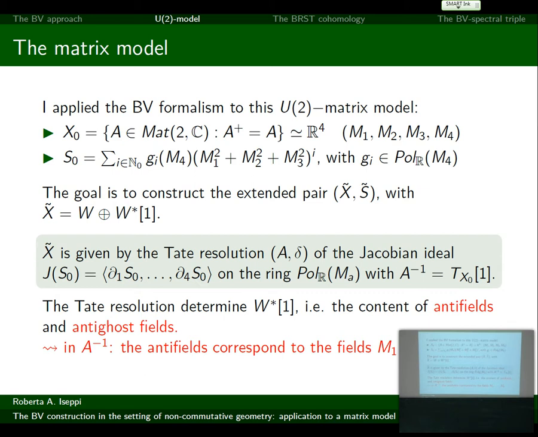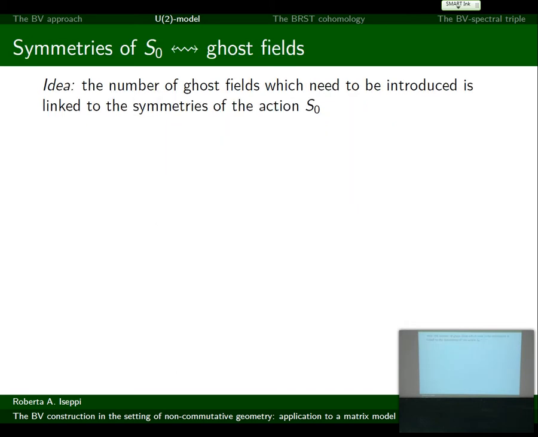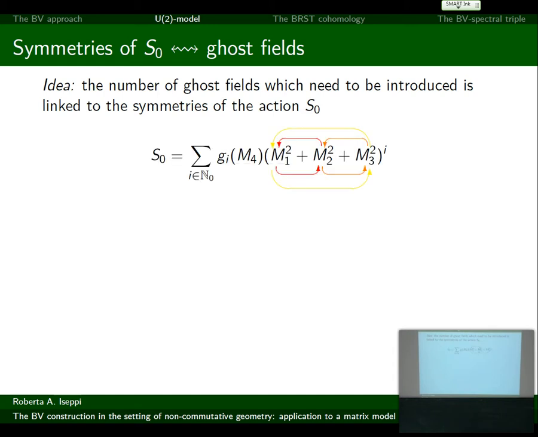I am not going to explain in full how to make the Tate resolution explicit, but I want to give you the idea of what these ghost fields are telling us. I want to convince you that there is a connection between the number of ghost fields that need to be introduced and the symmetries of the action S0. So let's take our action once again. You can immediately notice that a transformation sending the variable M1 into M2 and M2 into M1 is of course a symmetry of the action.